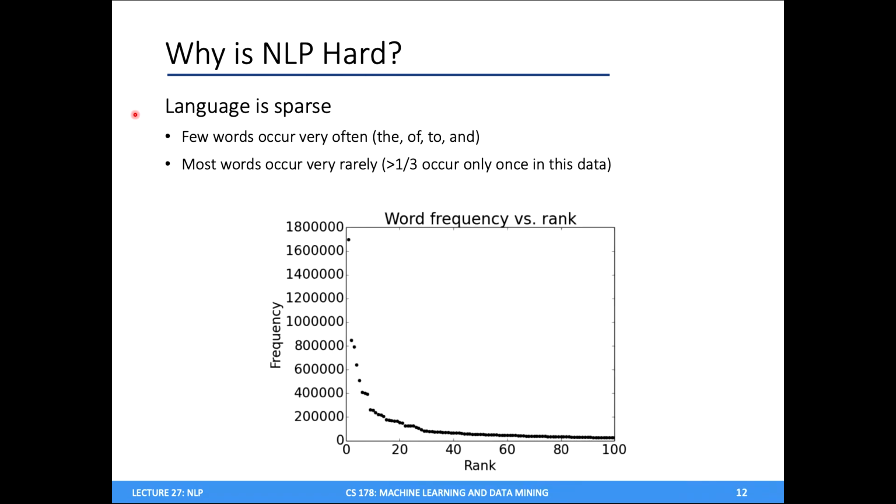Another reason NLP is hard is that language is very sparse. Very few words in, at least, the English language occur very often, words like the, of, to, and. But most words in language occur very, very rarely. So in this graph, what I'm showing is the frequency of word occurrences, so how often a particular word occurs. And on the x-axis, I have rank. So this first dot is the most popular word in the English language, which is the. The second dot is the word of, and so on and so forth.